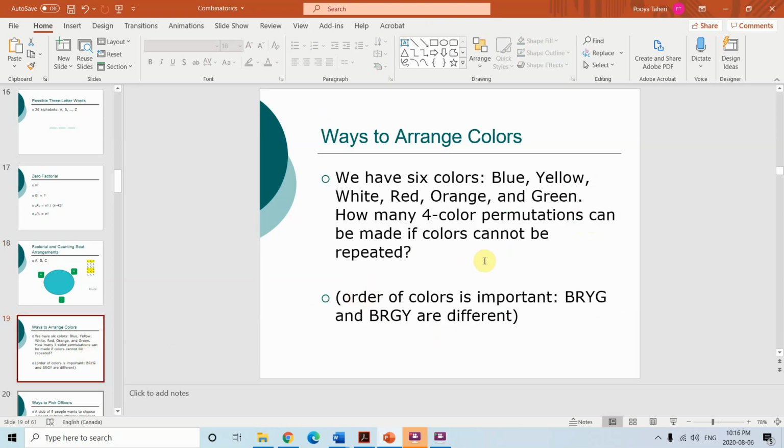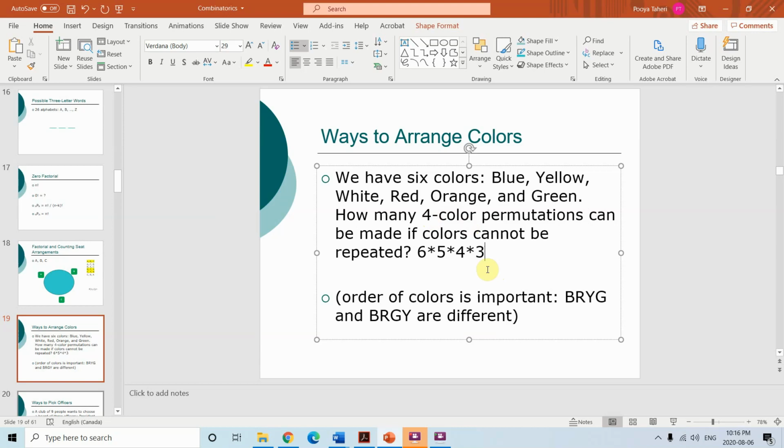Another example: here, we have 6 different colors: blue, yellow, white, red, orange, and green. How many 4-color permutations can be made if colors cannot be repeated? Again, we want to select 4-color permutations, so we have 4 places. How many options do we have for the first one? 6. How many for the second? 5, 4, 3, and that's it.